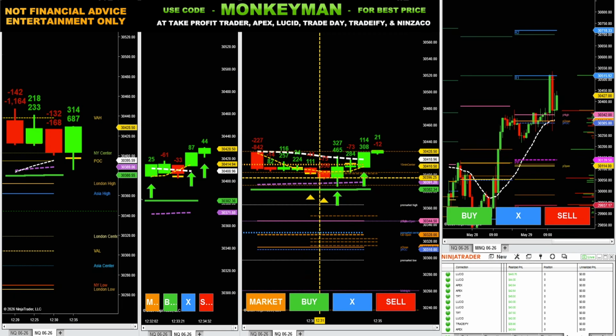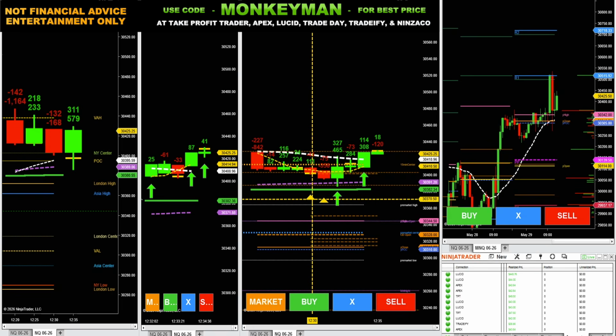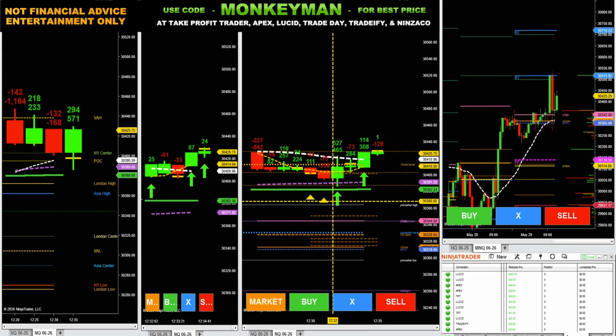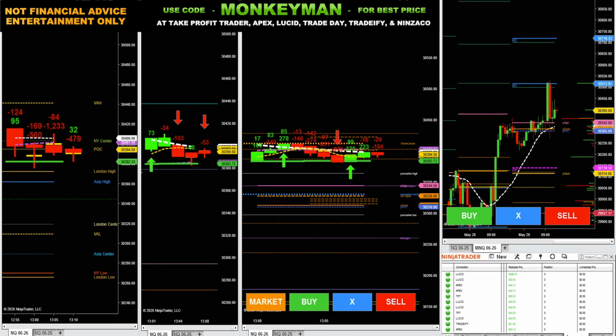Just had a nice bounce long off of the 250 SMA and VWAP area. Had some cumulative delta divergence building up. Flow stack went bullish. Got a nice little pop up there. All right, it's a little bit after 1 o'clock. Market's not really doing too much. Just gonna call it a day there.